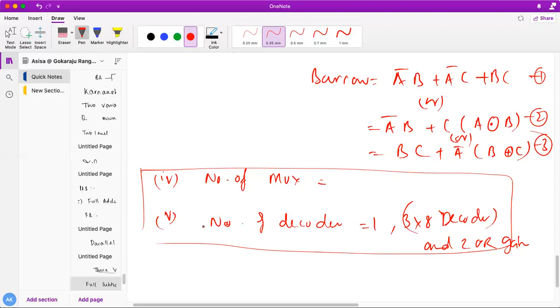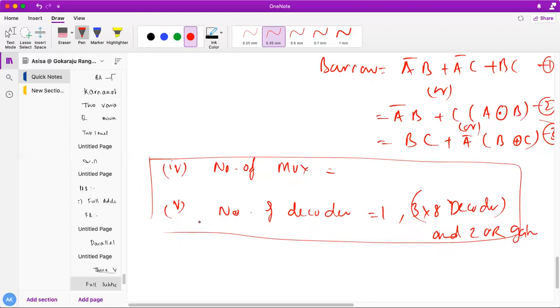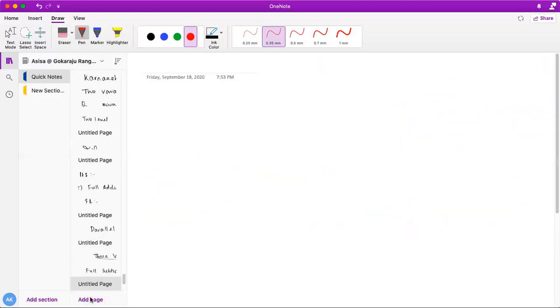So this much only for the adder and subtractor circuits. Then we'll move to the next part of my syllabus, which is the comparator circuit.